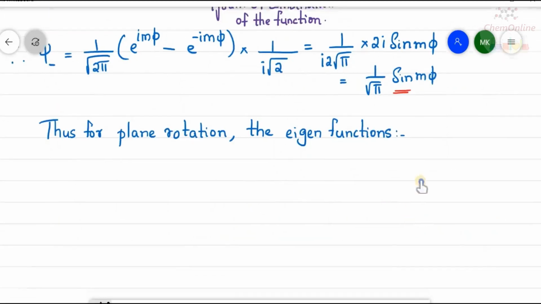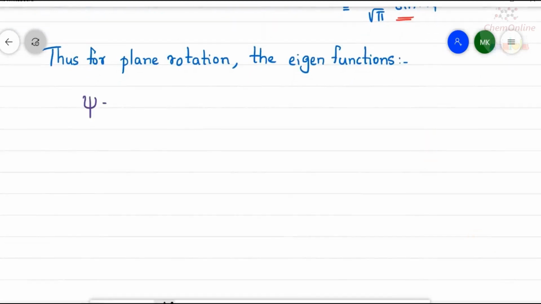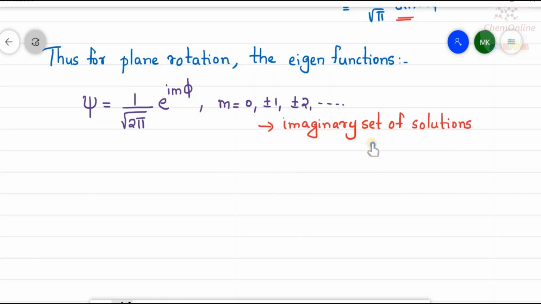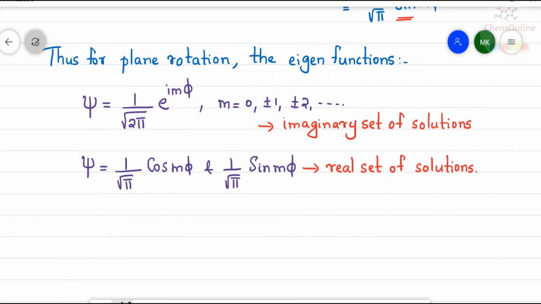Thus, for plane rotation, the eigenfunctions xi equals 1 by root 2 pi e raised to im phi, where m equals 0, plus or minus 1, plus or minus 2, etcetera, represents the imaginary set of solutions, and xi equals 1 by root pi cos m phi and 1 by root pi sin m phi represents the real set of solutions. And the eigenvalue is given by Em equals m square h square by 8 pi square I.